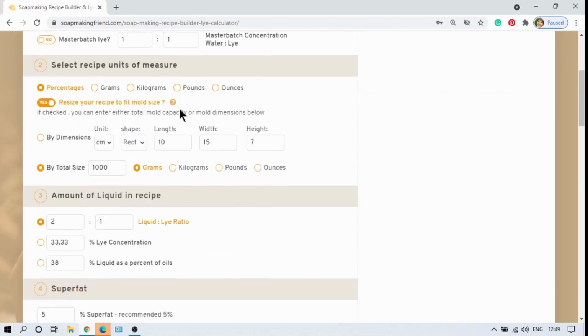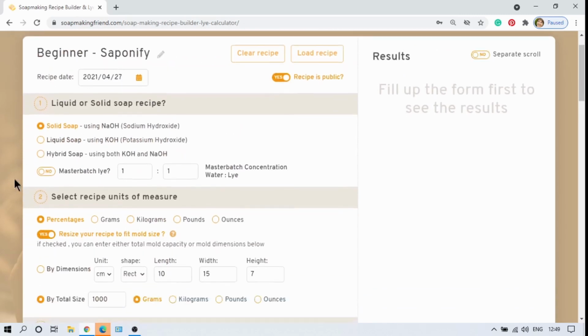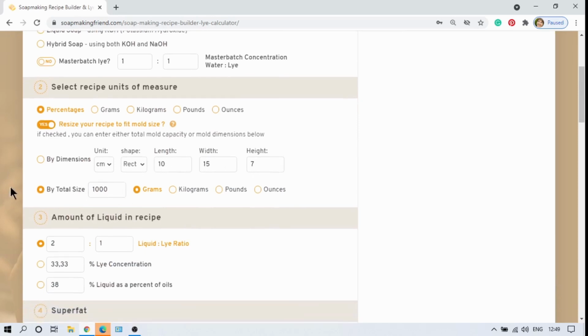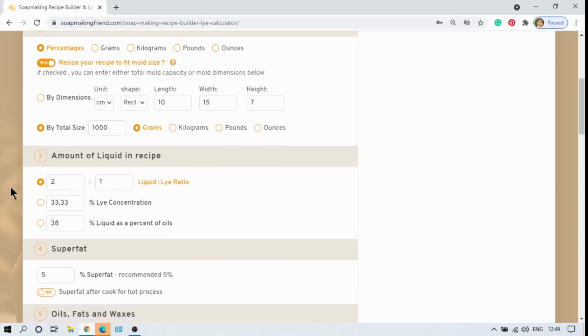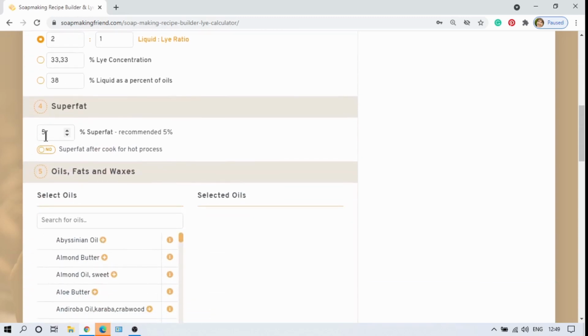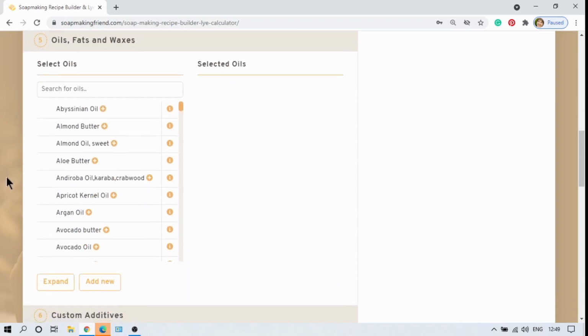So I chose my name. I already decided it's going to be a solid recipe. For the percentages, I'm going to use a mold container here with 1000 grams in it. I'm going to use a 2:1 liquid to lye ratio. Superfat, we will see how that's going to work out.